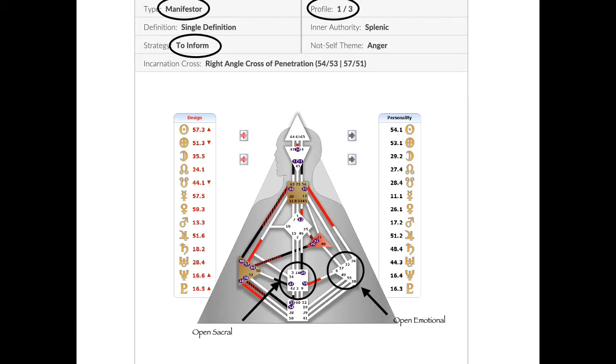But since he's open emotionally, we know for sure that he doesn't have an emotional wave, and so he can make his decisions in a different way. He's splenic authority. It's written on the chart as well.